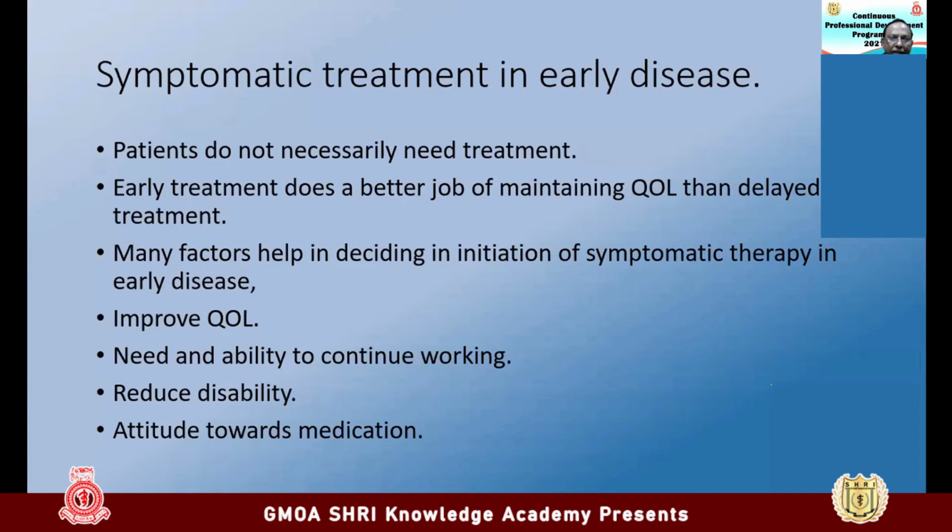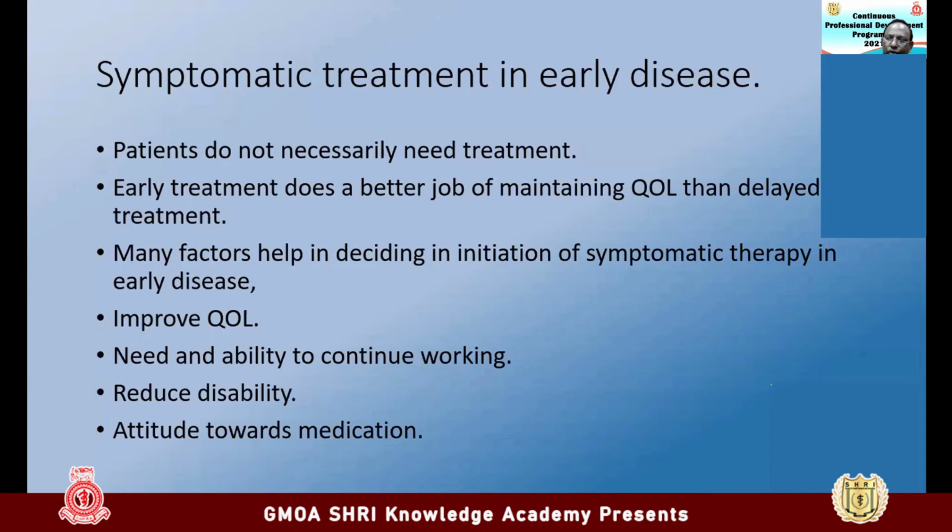So there are many factors that help in deciding on initiation of symptomatic treatment in early disease. What are they? They should improve the quality of life. If the patient is slow, the patient can't put a signature on the cheque or can't write, then you should start levodopa in this patient. Their symptoms may improve, so thereby the quality of life might improve. And the ability to continue working: the patient should not stop work, the patient should continue his working. Therefore, the drugs might help, and disability could be reduced.